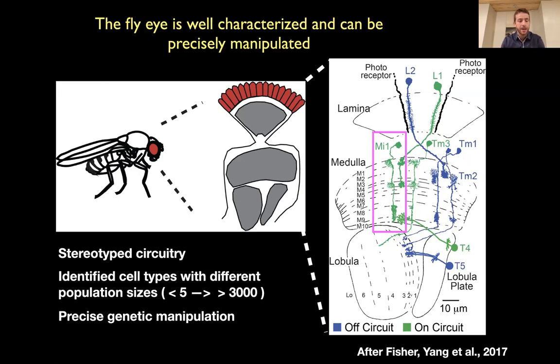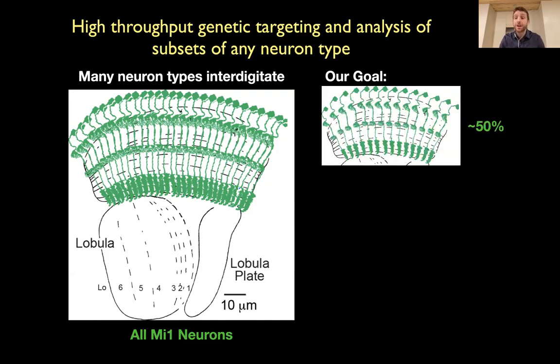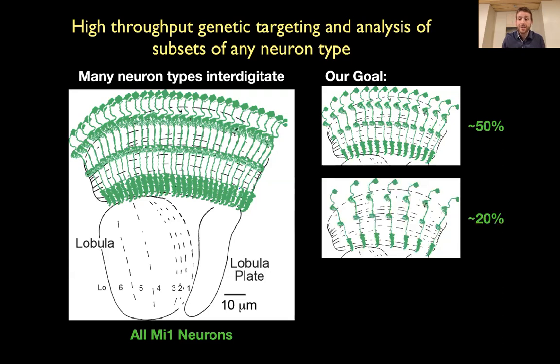Now, as I mentioned, I want to focus here on the Mi1 population. And as I mentioned, there are 750 of these Mi1 neurons, and it's hard to observe individual cells if we label the entire population. So I'd like to target a fraction of individual cells that I can easily differentiate and observe in high throughput. For example, if 50% of Mi1 cells express GFP, we can see individual cells, but it might be hard to differentiate between them. But if we only expressed GFP in 20% of these cells, we'd likely be able to observe a large number of individual cells in the same brain.